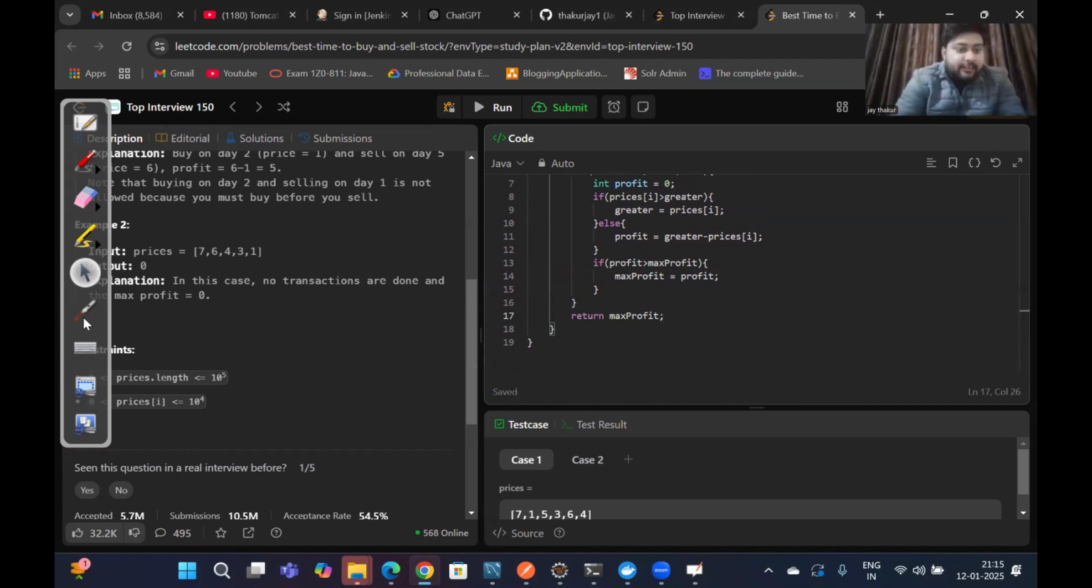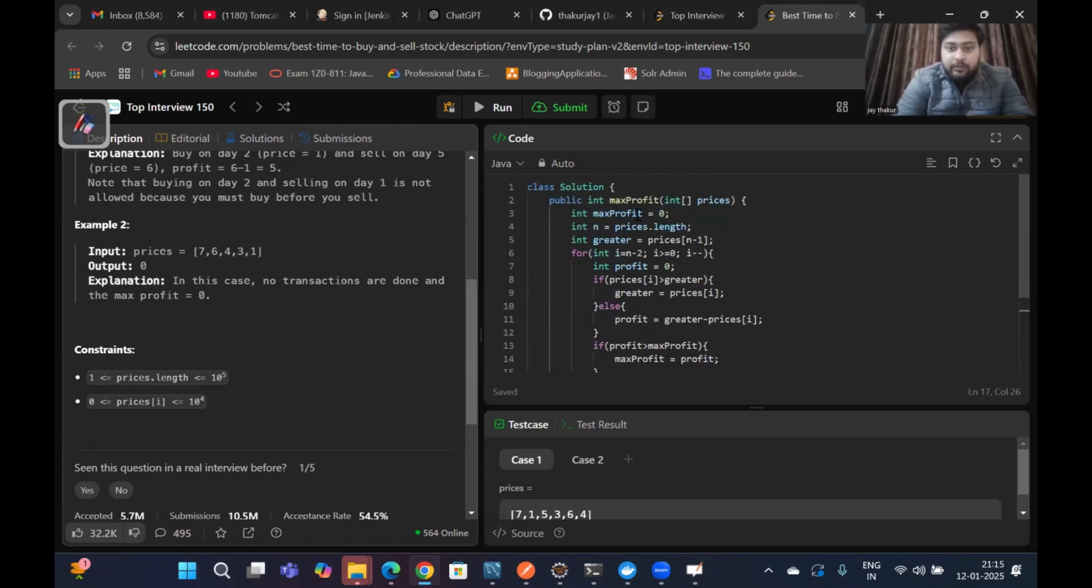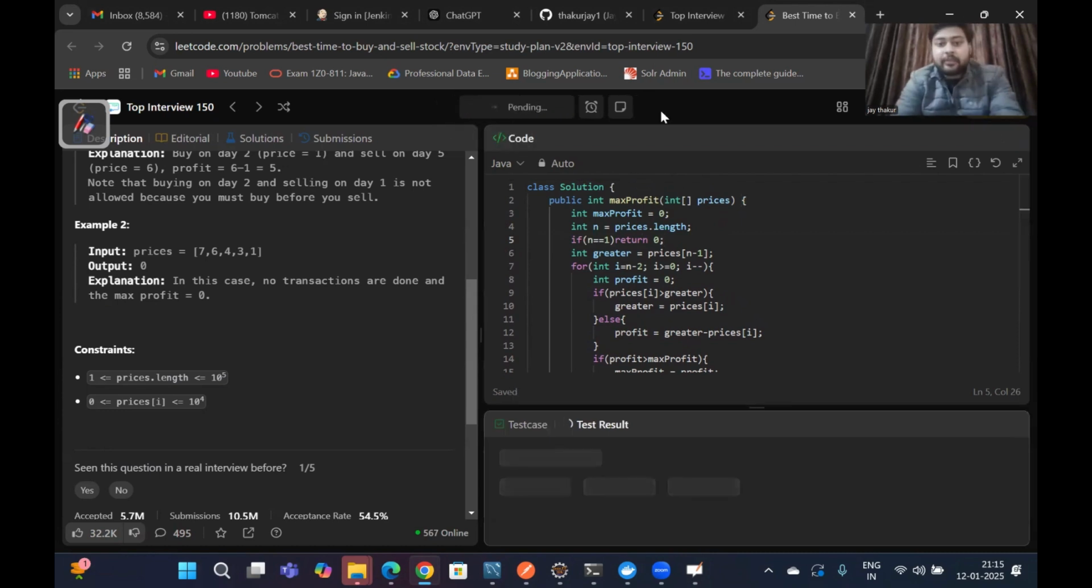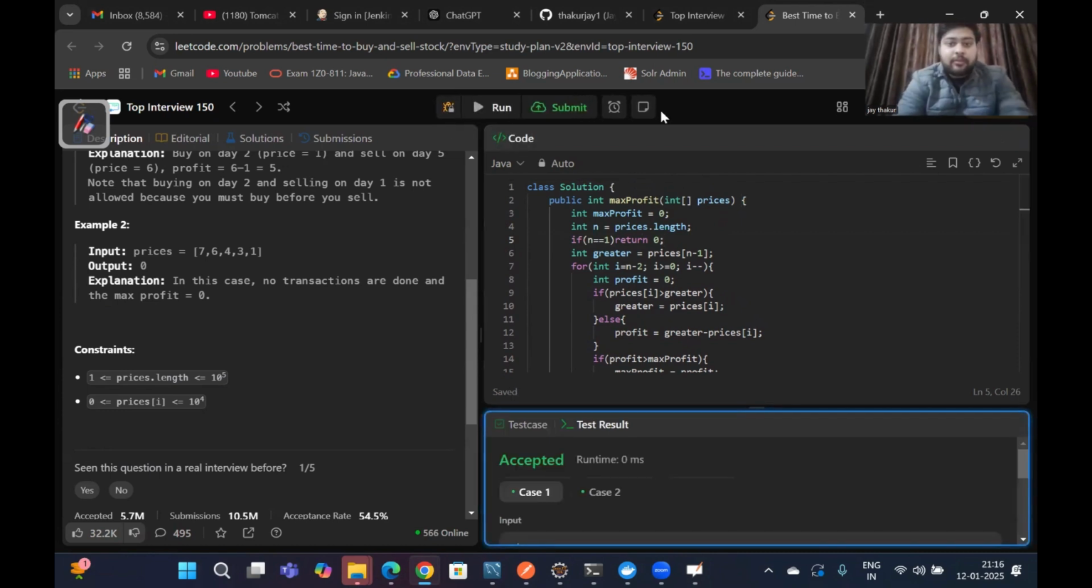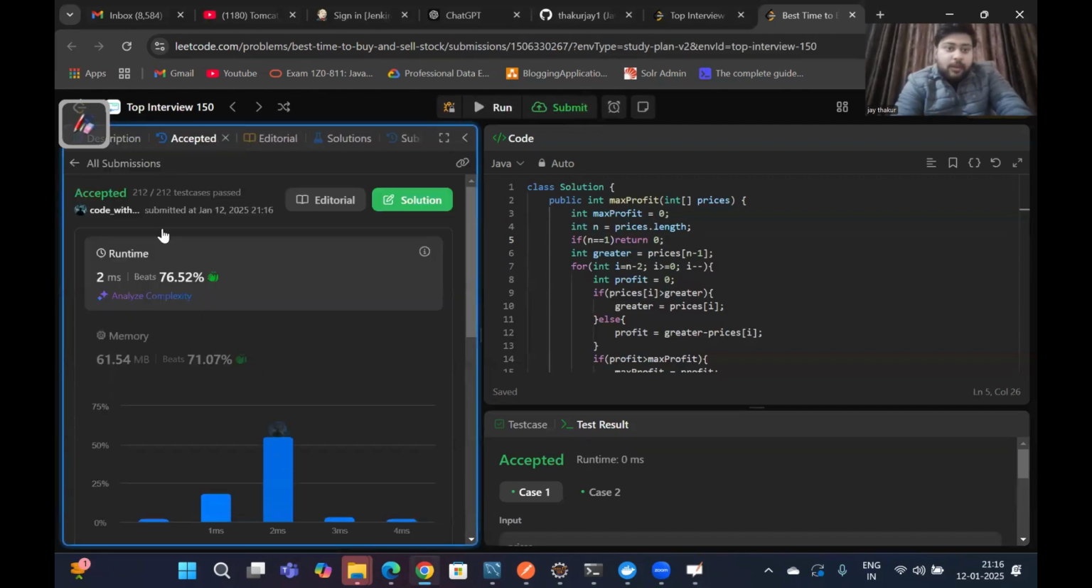And as it is saying that the length of this array varies from 1 to 10 to the 5, we have to handle the base case also. If the size of this array is equal to 1, we will simply return 0 from here. Now let's try to run this, and it is accepted. Let's try to submit this, and it is submitted successfully.